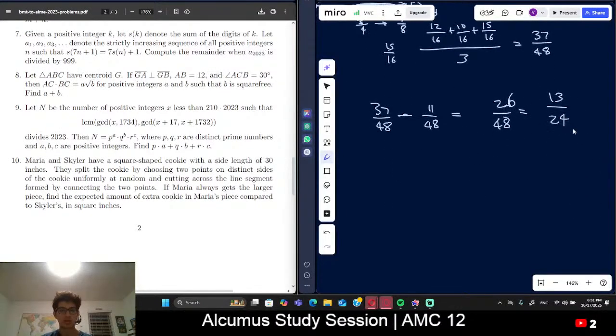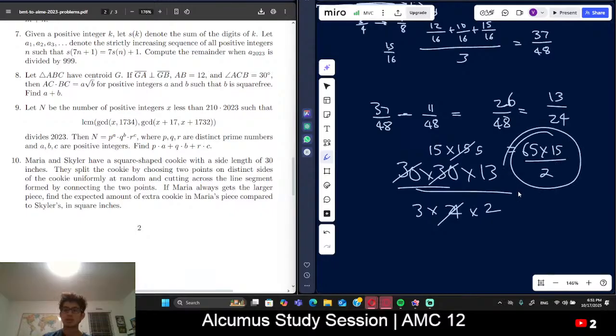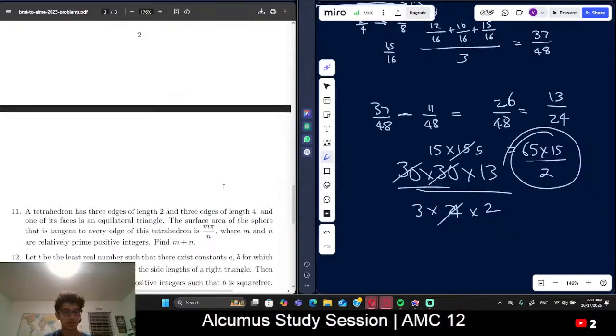Okay, our next job is then just multiply this by 30 times 30. Well, yeah, 3 times 4 times 2. And this cancels out to give us 15 times 15, 15 times 5. So 65 times 15 over 2. That's obviously wrong because it should be an integer amount, right?